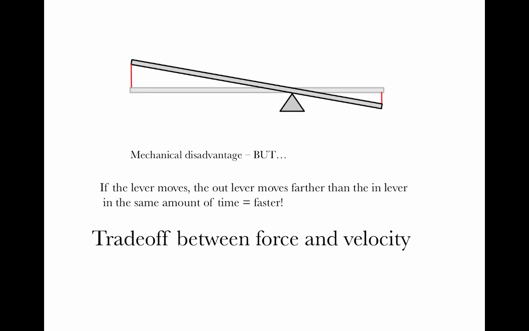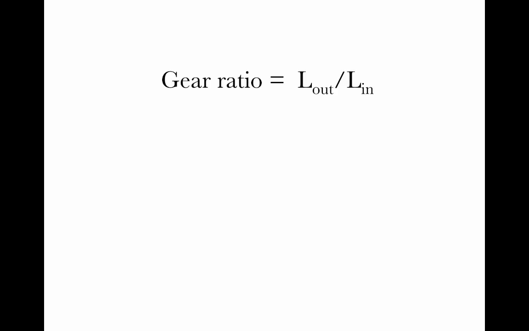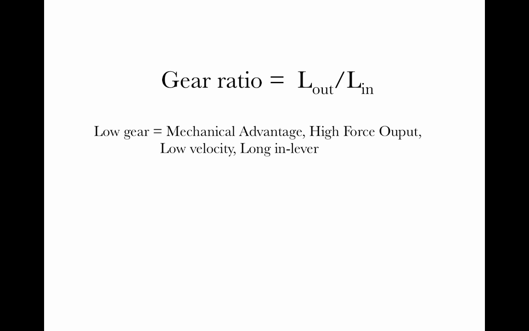So we see in lever systems a fundamental trade-off between force and velocity. We can quantify this trade-off in a quantity known as gear ratio. The gear ratio is equal to the length of the out lever divided by the length of the in lever. Remember, all of this mechanical advantage and mechanical disadvantage depends only on the relative lengths of the out lever and the in lever. So we can see that in low gear, if this quantity L out divided by L in is less than 1, that means that the input lever is longer than the output lever.